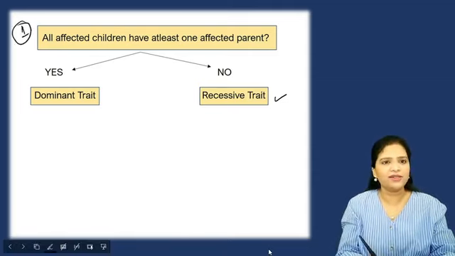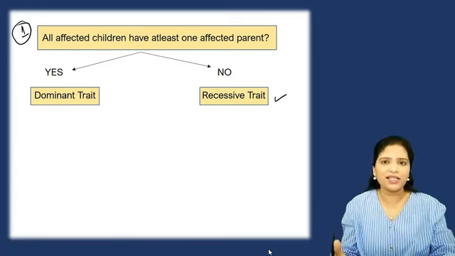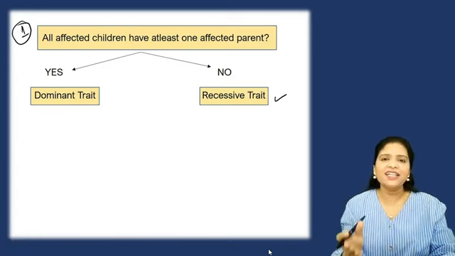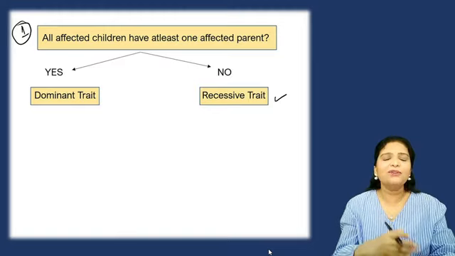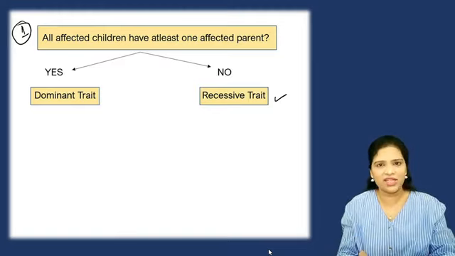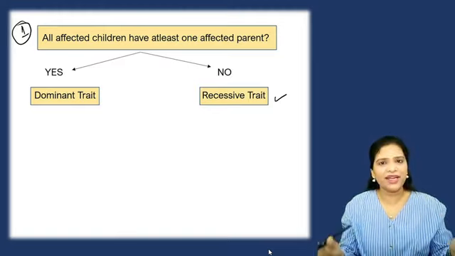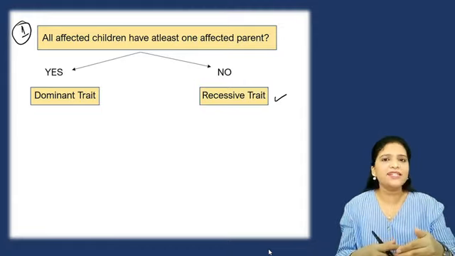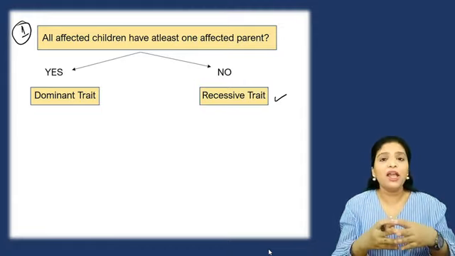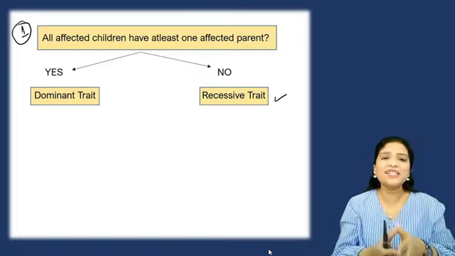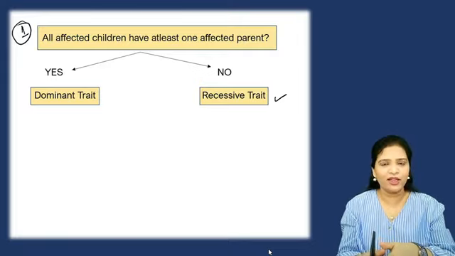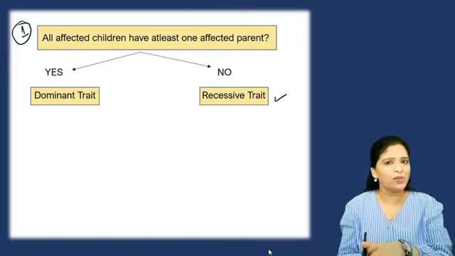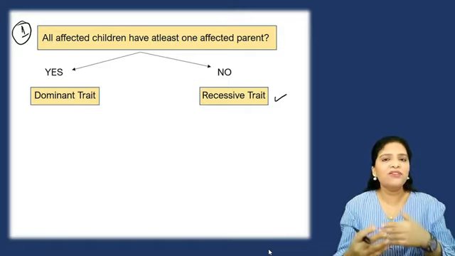So this is your first question. Do all affected children have at least one affected parent? If your answer is yes, this is a dominant trait. If your answer is no, this is a recessive trait. So here we have categorized the 4 types of inheritance into dominant and recessive. Now we have to know whether this is X-linked dominant or autosomal dominant, or X-linked recessive or autosomal recessive, right? So this will be our next step.